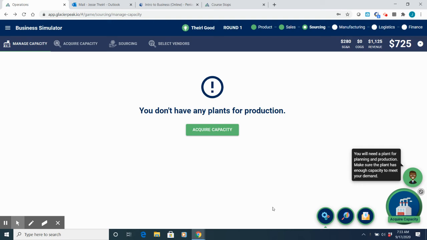Welcome back. As we continue, we're going to look at our next phase, which is managing our capacity. And to do so, we're going to need to acquire production so that we can produce our products.